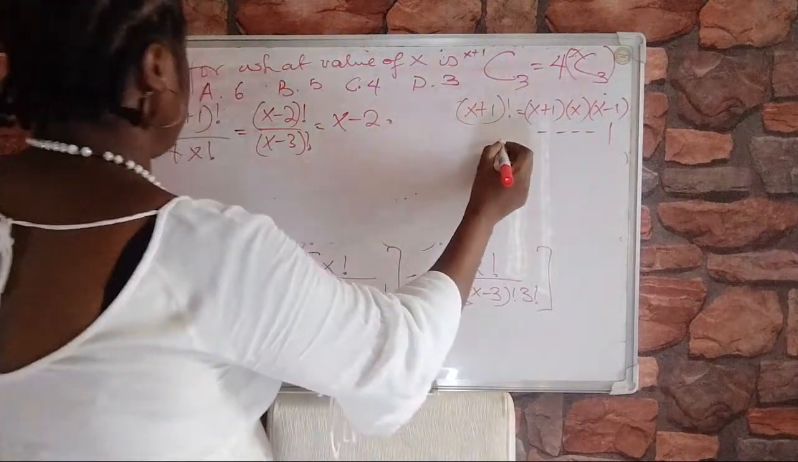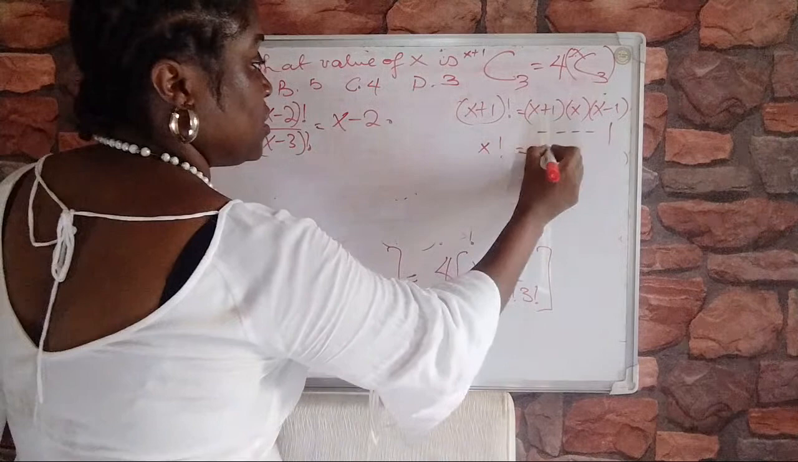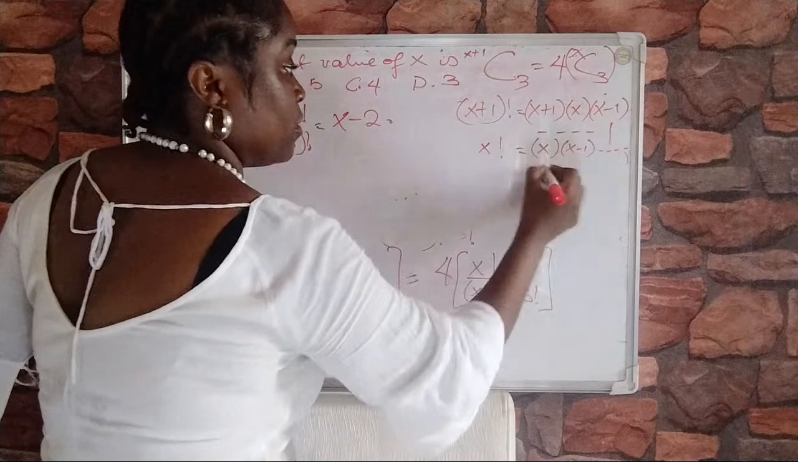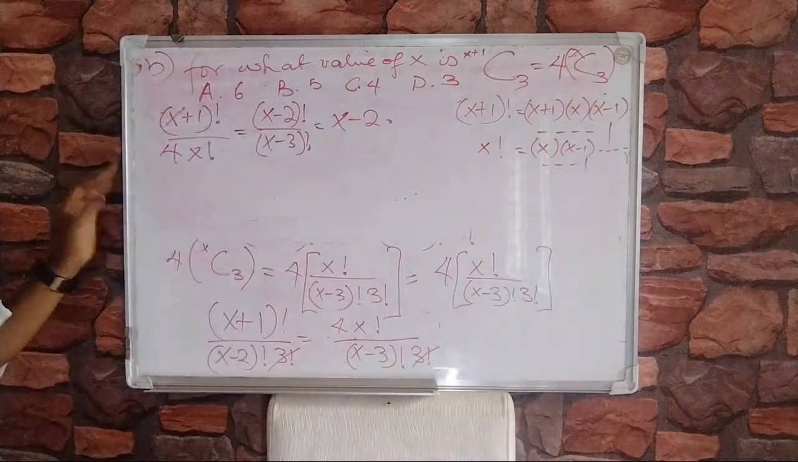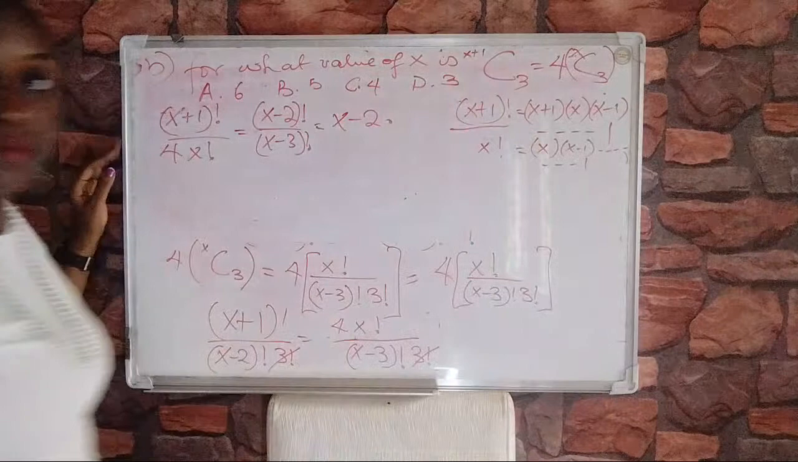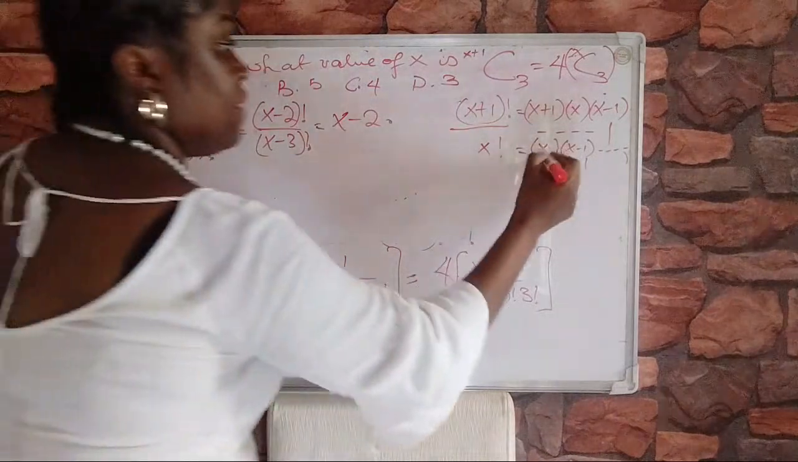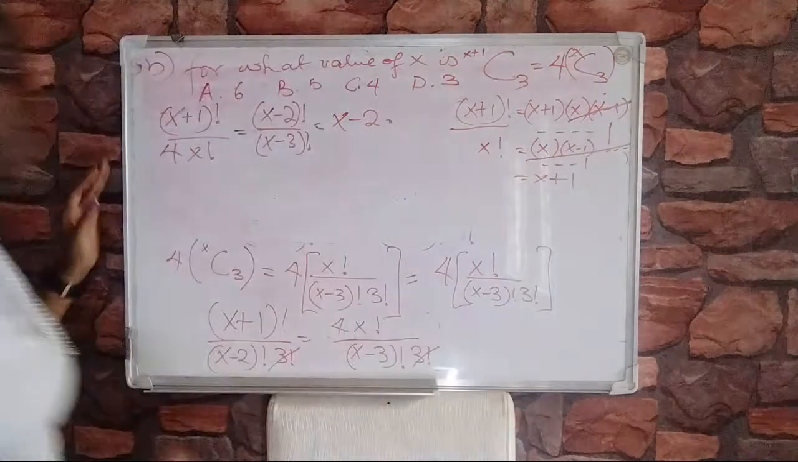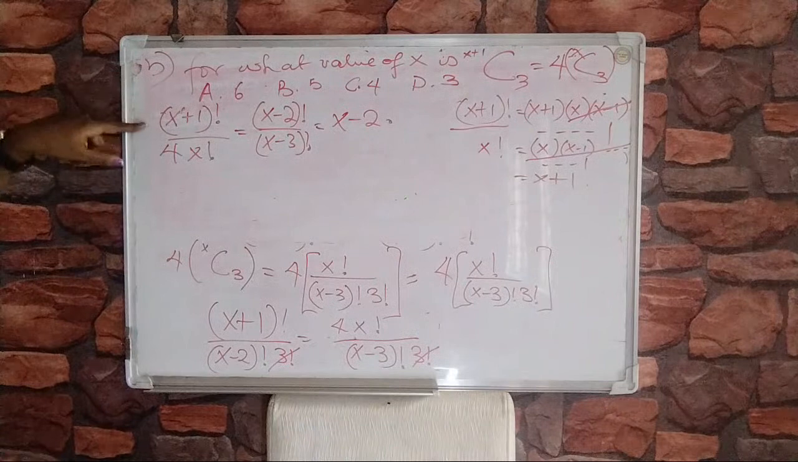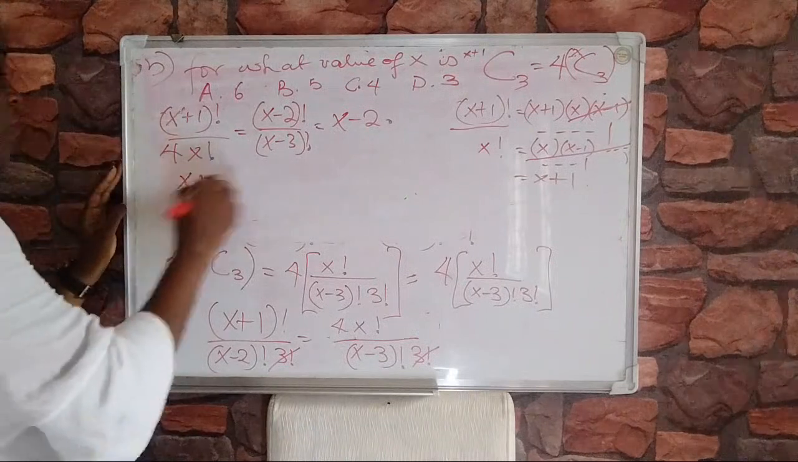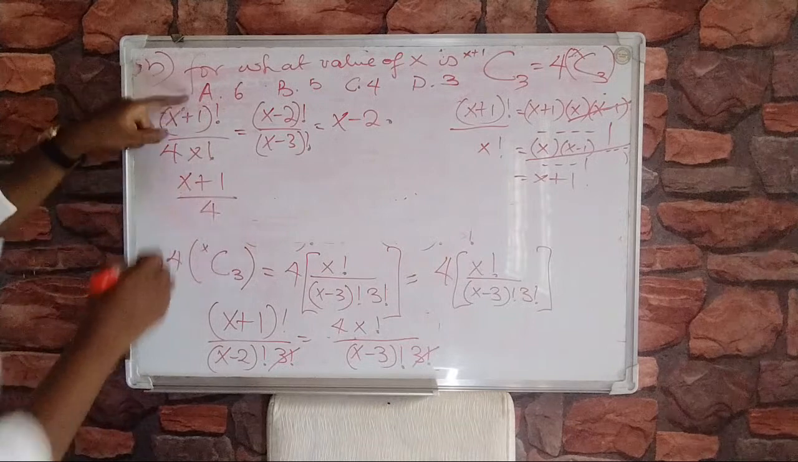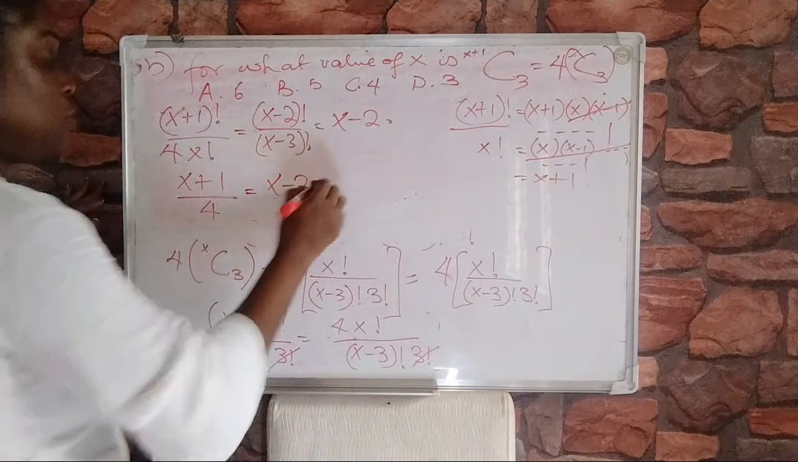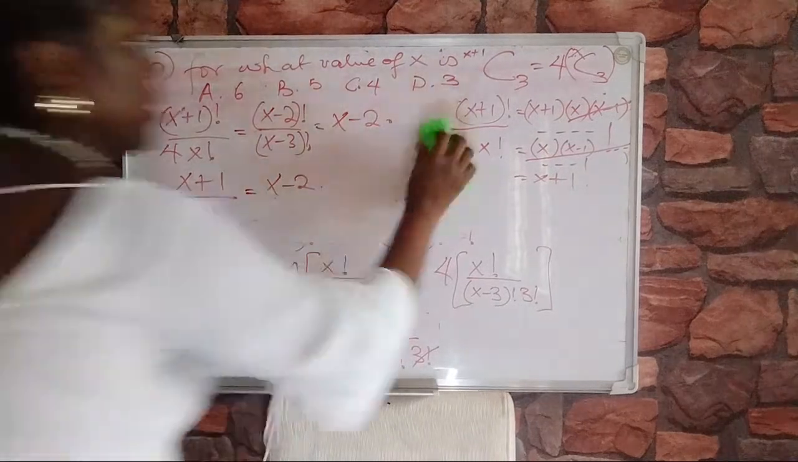Now we also have what? x factorial, which is x multiplied by x minus 1, and so on till 1. So if this divides this, right, then this whole x factorial will cancel, giving us x plus 1. That means the answer for this will be (x plus 1) over 4. This will cancel to give us (x plus 1) over 4 equal to x minus 2.